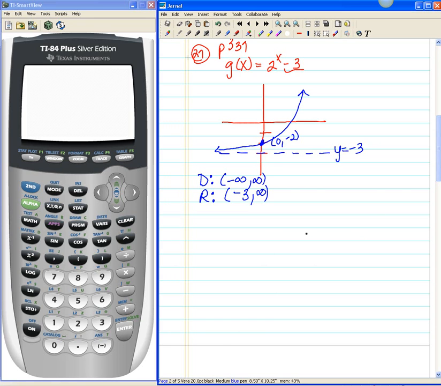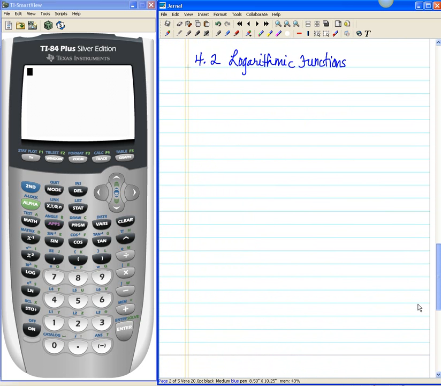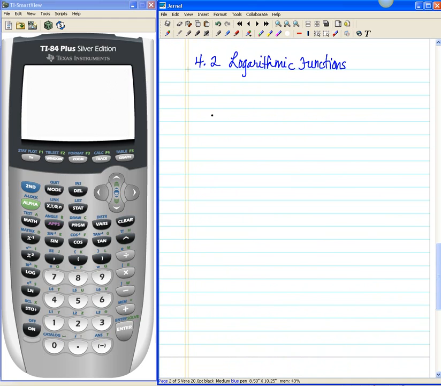Okay, let's talk about section 4.2, which is logarithmic functions. And how did logarithmic functions arise? Well, they actually arose from exponential functions. They are in fact the inverse of an exponential function. So if we have y is equal to a to the x, this is equivalent to log base a of y is equal to x.